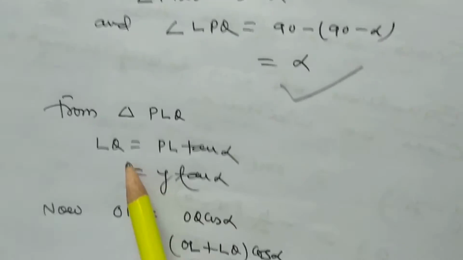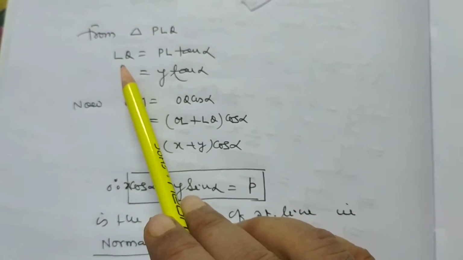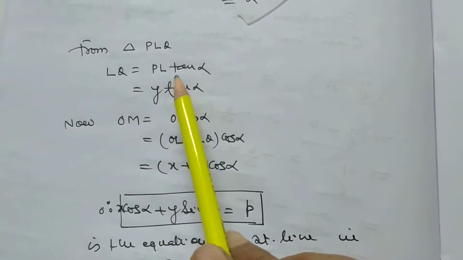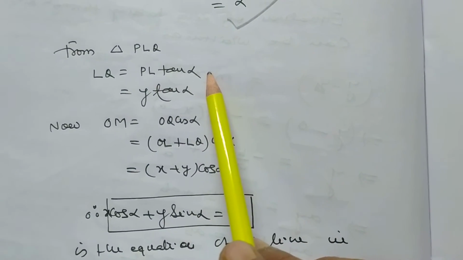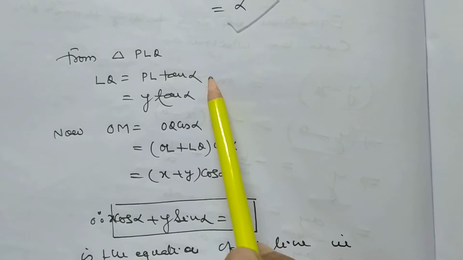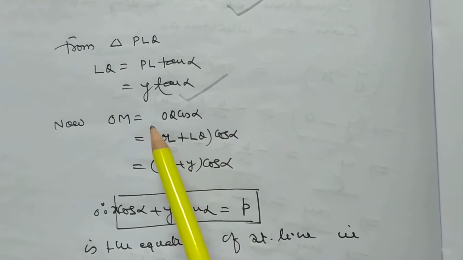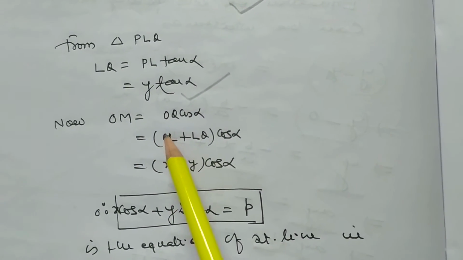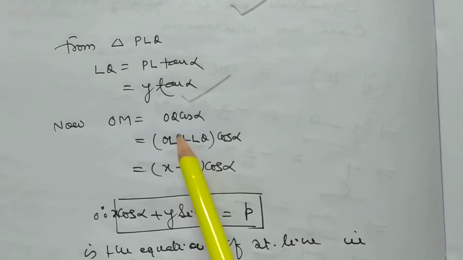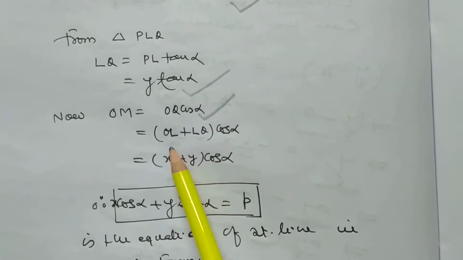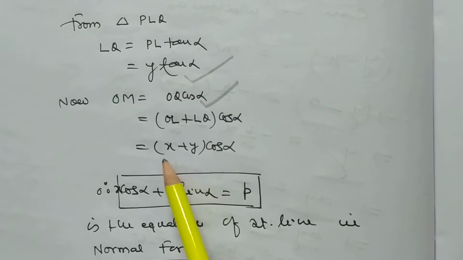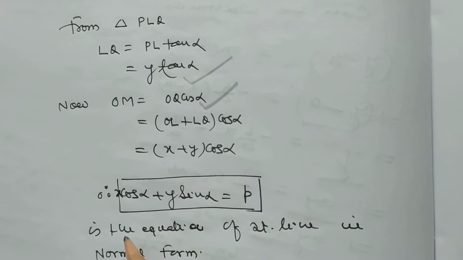From triangle PLQ, LQ is equal to PL tan alpha. The value of LQ is equal to PL tan alpha, that is Y tan alpha. And OM is equal to OQ cos alpha, that is (OL plus LQ) cos alpha, is equal to (X plus Y tan alpha) cos alpha.